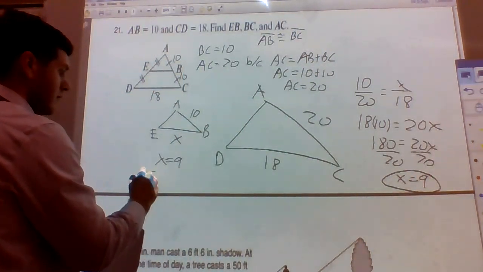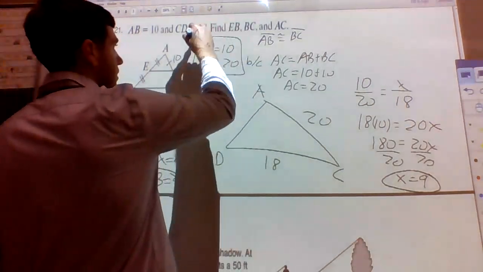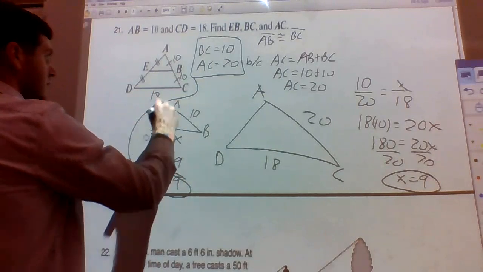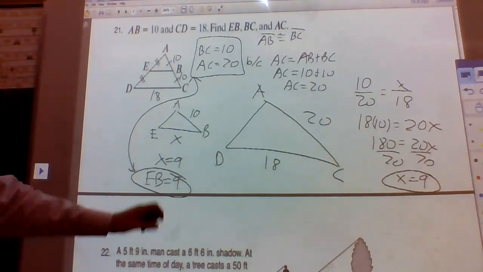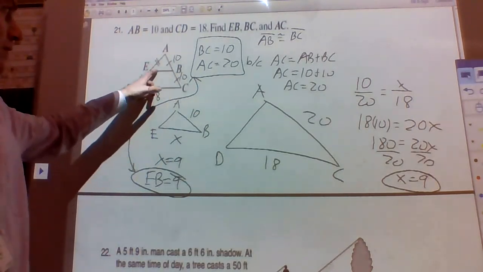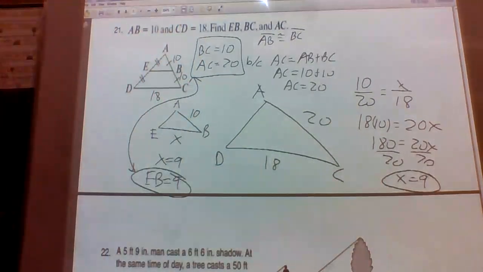So EB equals 9. Yeah, we'll just leave it there. Since these are midpoints, we know that that's going to be half of EB, but we didn't talk about that, but that's fine. We found it to be 9.